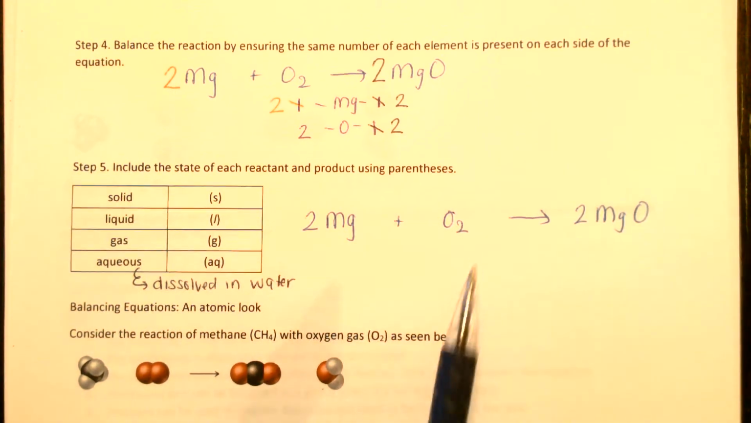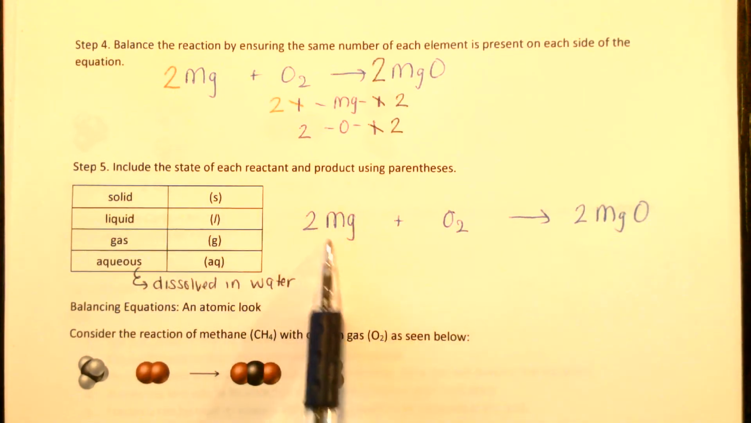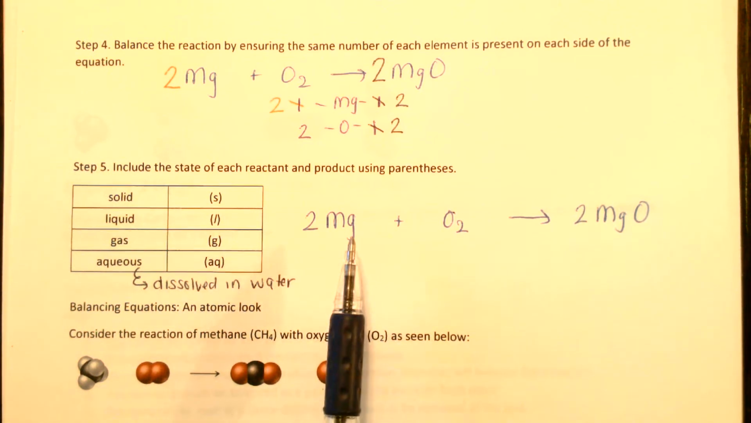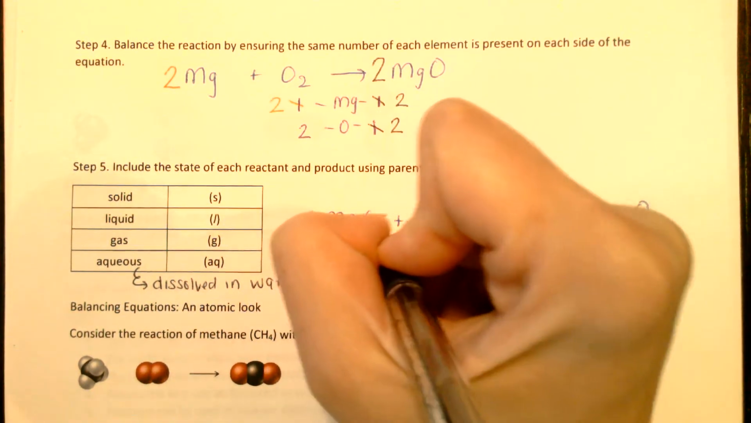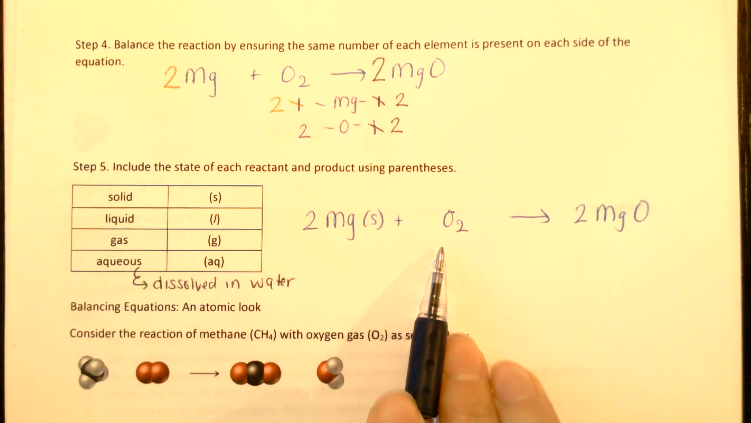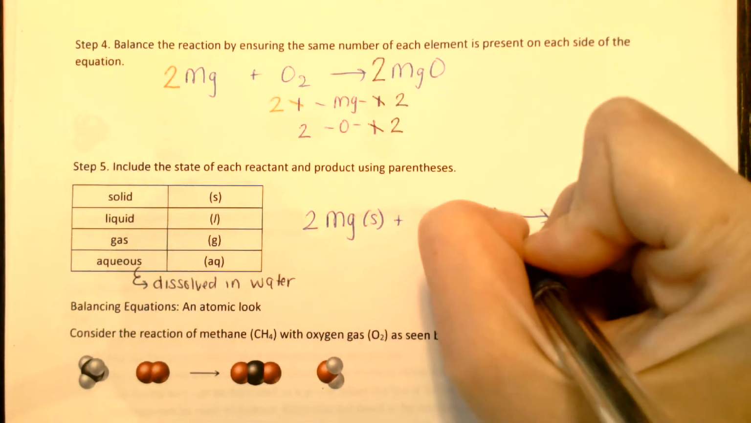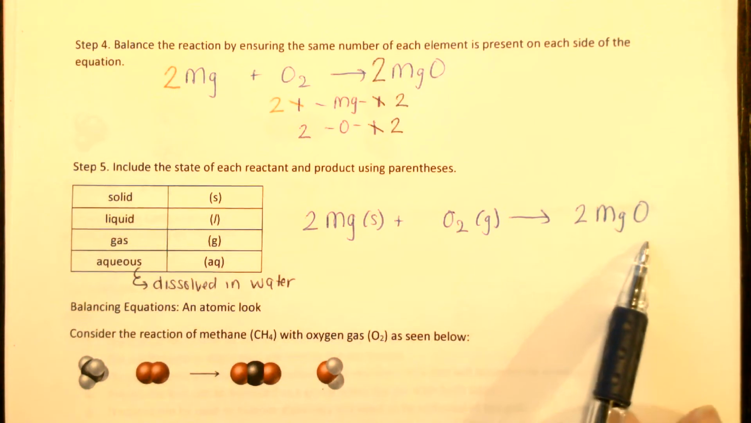2MgO. So if you look at the periodic table first, magnesium is a metal. All of them are solids except for mercury, so we know that magnesium is going to be a solid. Oxygen is a gas. And then we have MgO.